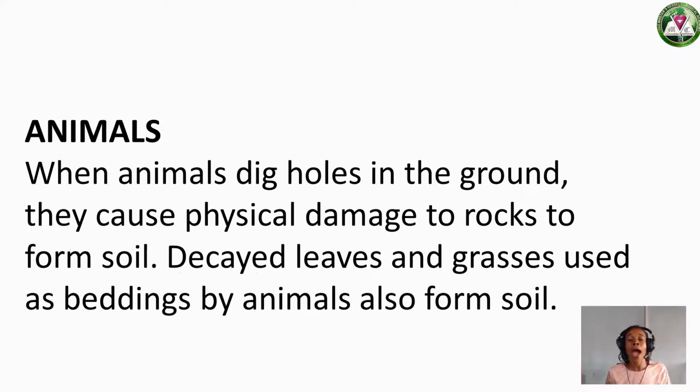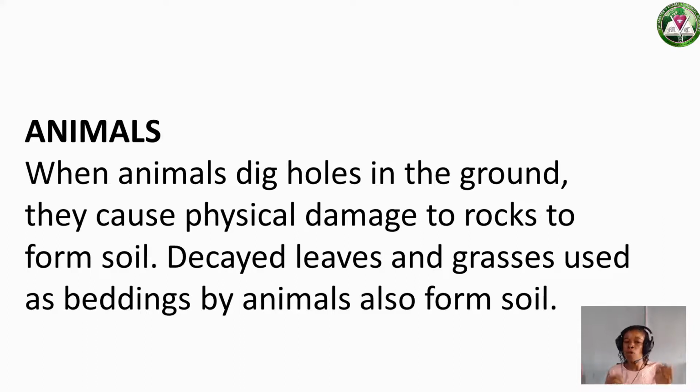Remember those ones that I've mentioned earlier. Now, animal. Animal is one of the agents of soil formation as well. When animals dig holes in the ground, some animals live in the bush and they can dig holes in the ground. Now, when they dig holes in the ground, they cause physical damage to rocks. And when they do that, it forms what? Soil. Also, decayed leaves and grasses used as beddings by animals also form soil. Remember in the bush, some of them lie on leaves. In the night, when they want to rest, they lie on leaves to rest. Now, these leaves that they lie on will decay. And the grasses will also decay.